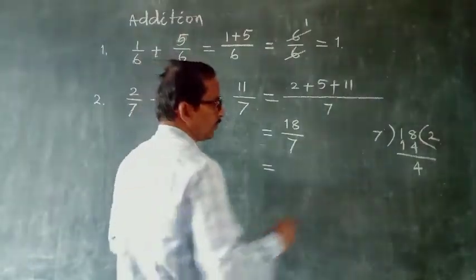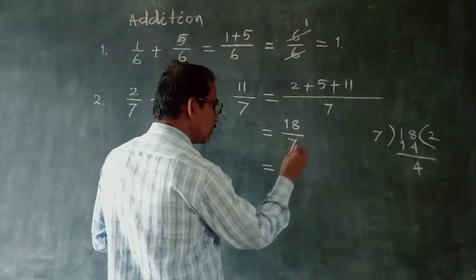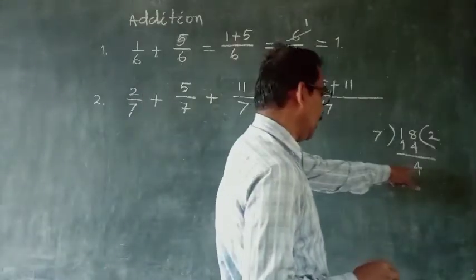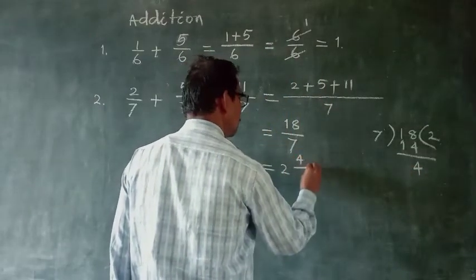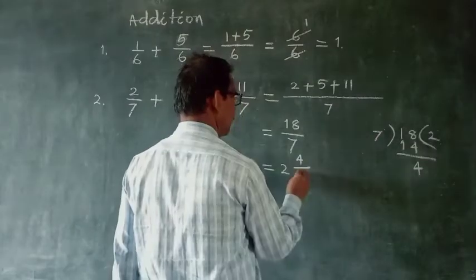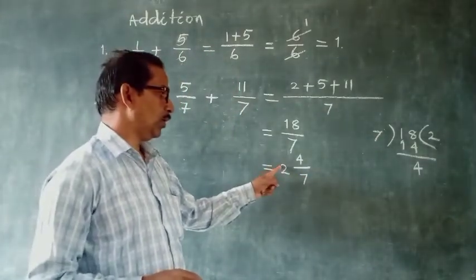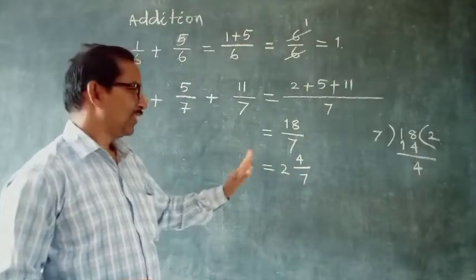That is, first the quotient. The quotient is 2. Then the remainder 4. Then the divisor 7. 2 whole 4/7. Right? So this is the answer.